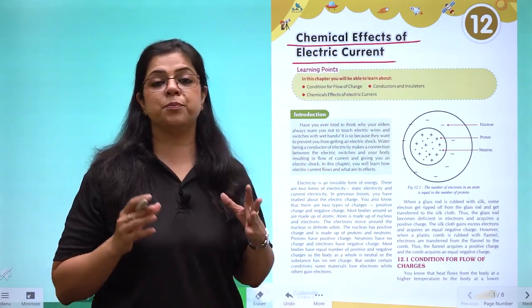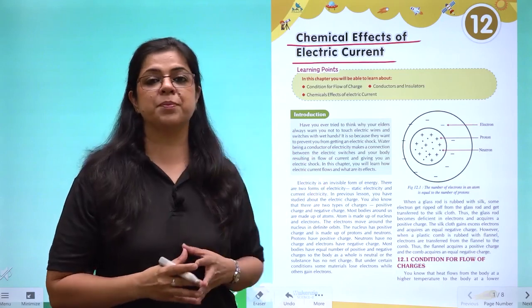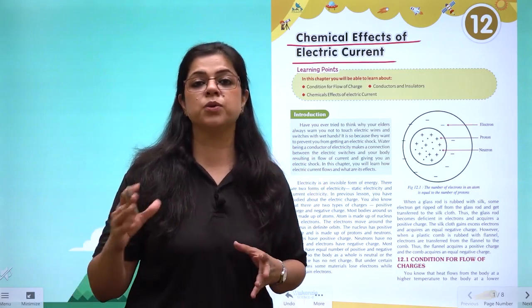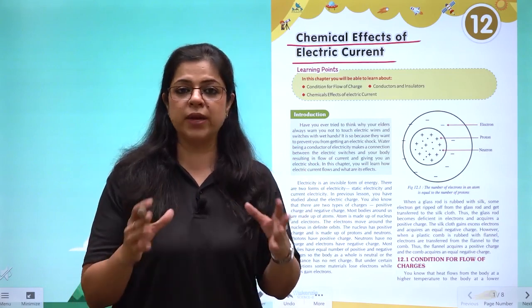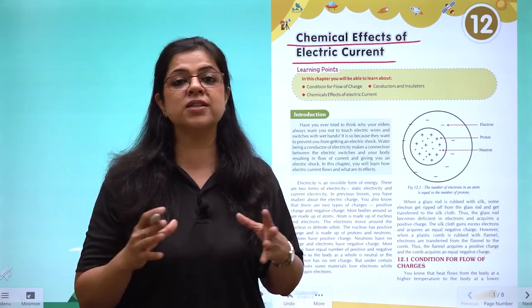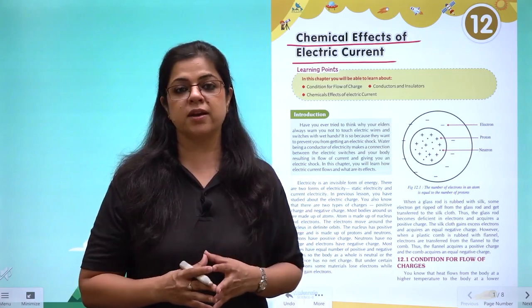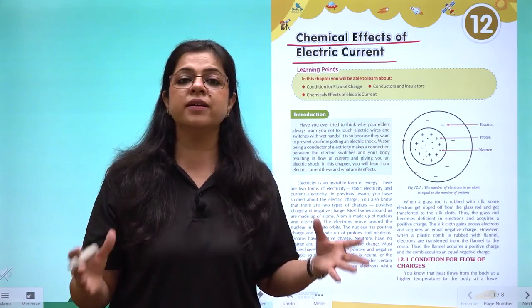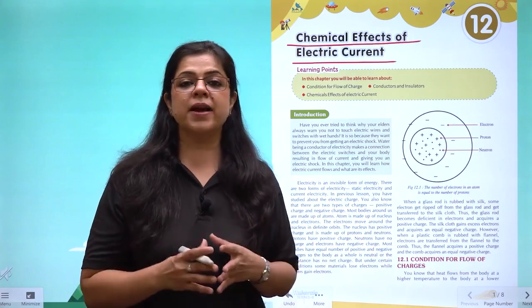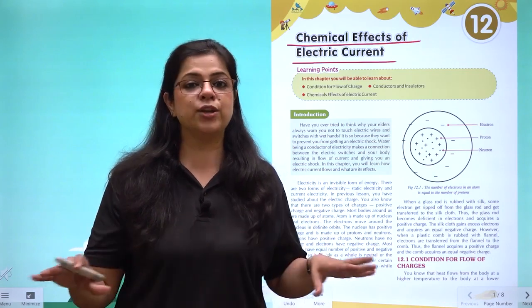Now, before we proceed into this chapter, let us quickly revise what we learned in the chapter on some natural phenomena. We learned that there are electrical charges in every body. The number of negative charges and positive charges are the same. That is why the bodies are usually neutral.